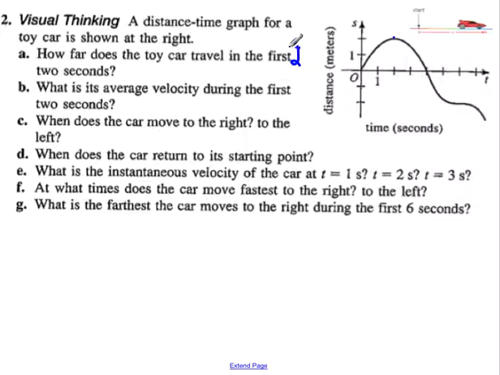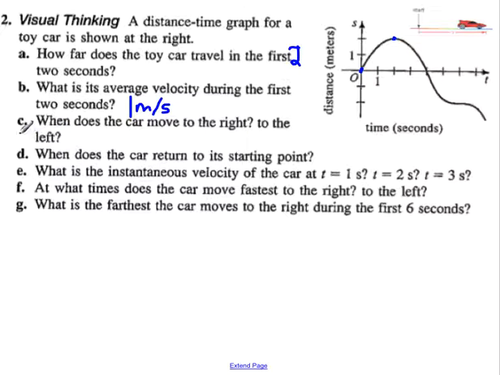Then it says, what is its average velocity during the first 2 seconds? Well, where's the starting point? 0, 0 is your x1 and y1 coordinate, and 2, 2 is your x2 and y2 coordinate. So just do our normal average, y2 minus y1 over x2 minus x1, and you're just getting 2 over 2, so I get 1. And our units are meters per second.